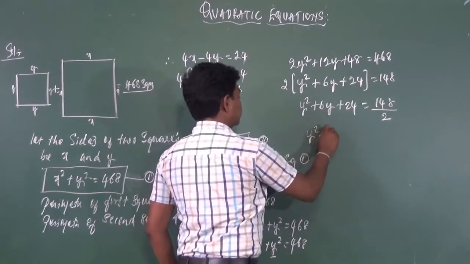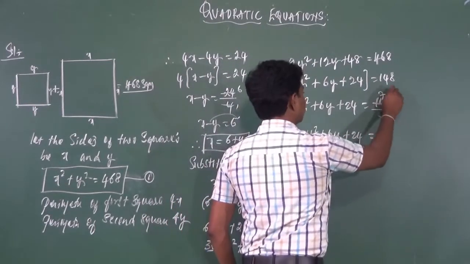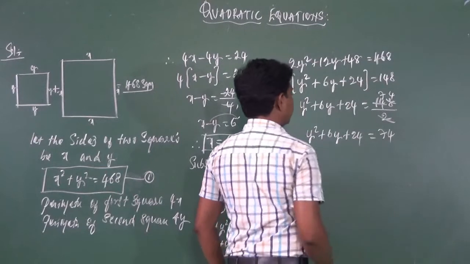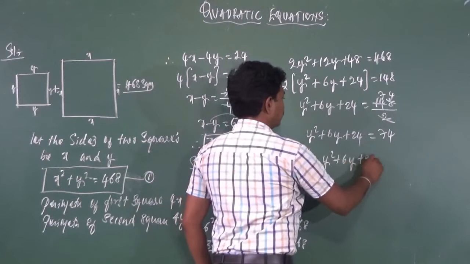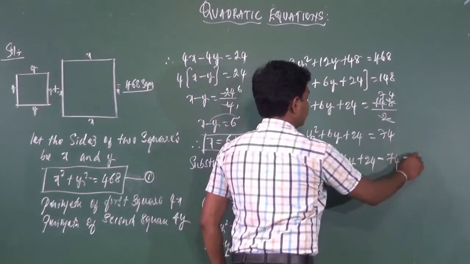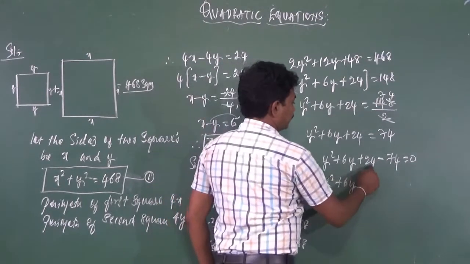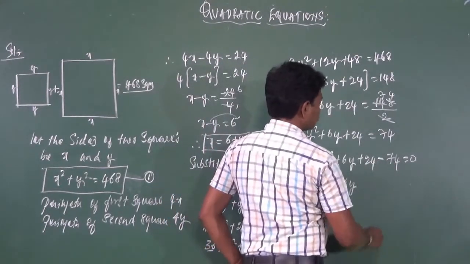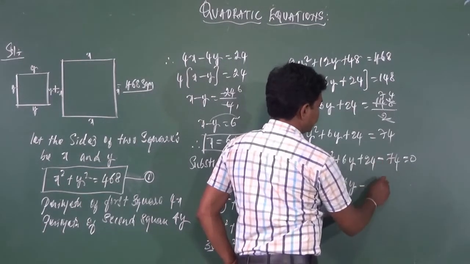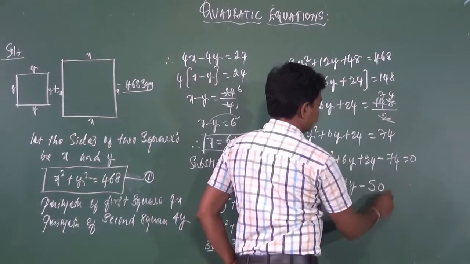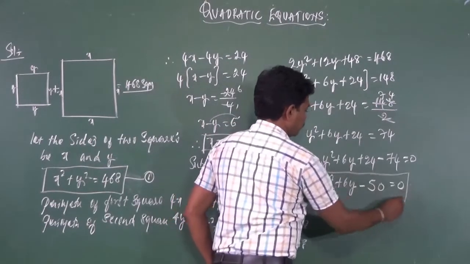So y square plus 6y plus 24 is equal to, 2 sevens are 14, 2 fours are 8, so it goes, that is 74. So y square plus 6y plus 24 minus 74 is equal to 0. So 4 minus 4 is 0, 7 minus 2 is 5, that is 50. So y square plus 6y minus 50 is equal to 0. So we are left over with the required quadratic equation.